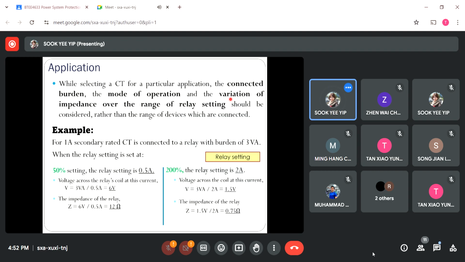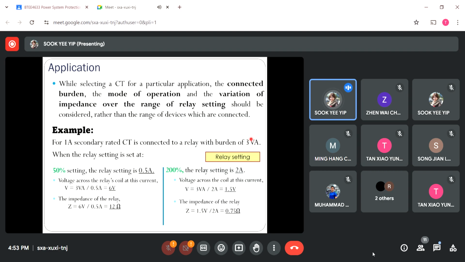Take note that different relay settings will give us different burden values in units of impedance, ohms. Let's refer to an example. How do the relay settings affect the burden values? Say you are given a current transformer whose secondary current is rated at 1 amp, and it is expected to connect with a relay with a burden of 3 VA. This is in terms of apparent power.